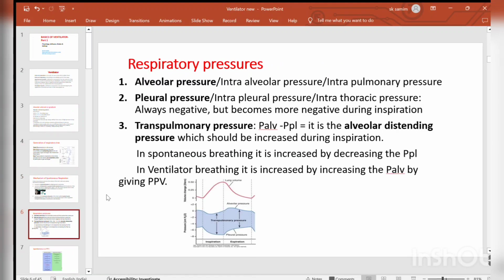Next, there are three important respiratory pressures. Number 1, alveolar pressure or intraalveolar pressure or intrapulmonary pressure. Number 2, pleural pressure or intrapleural pressure or intrathoracic pressure.